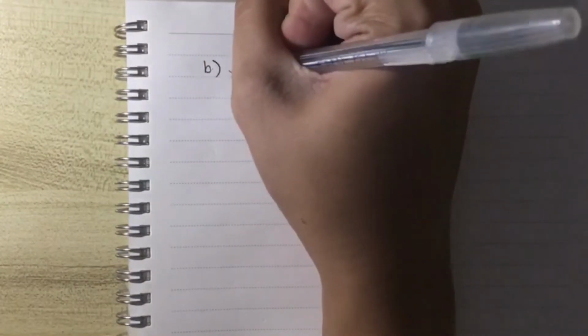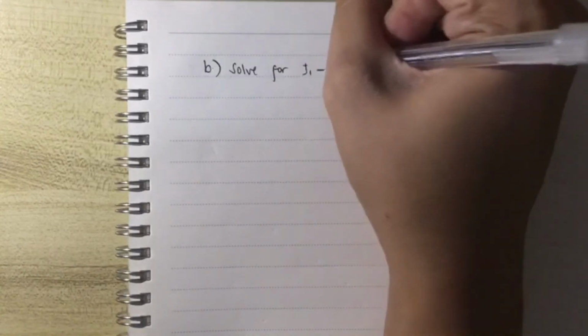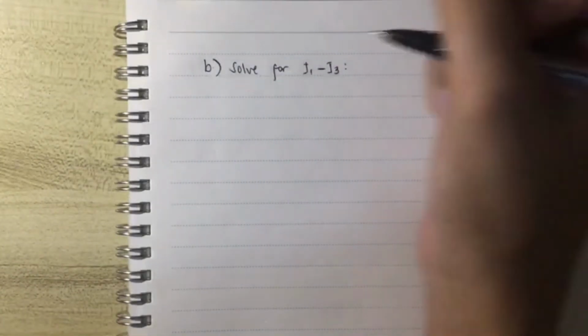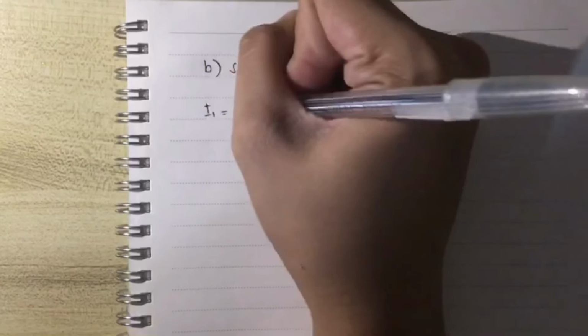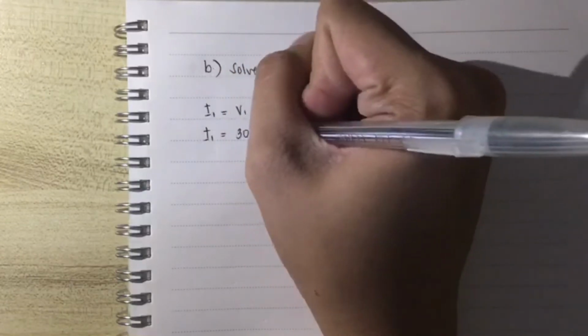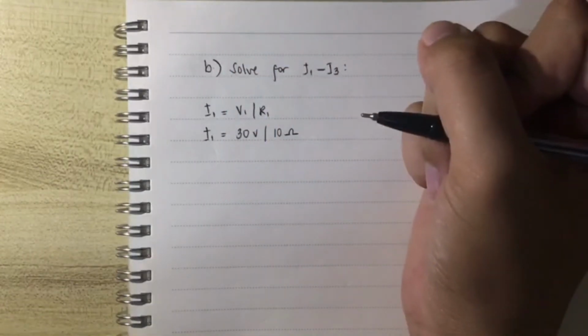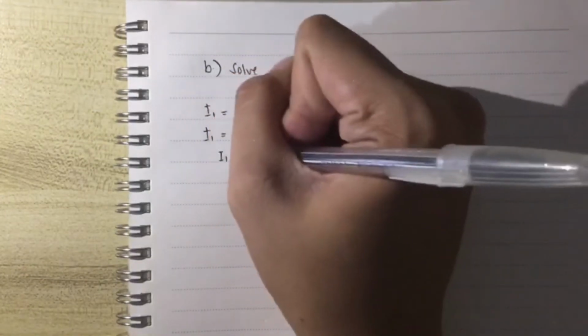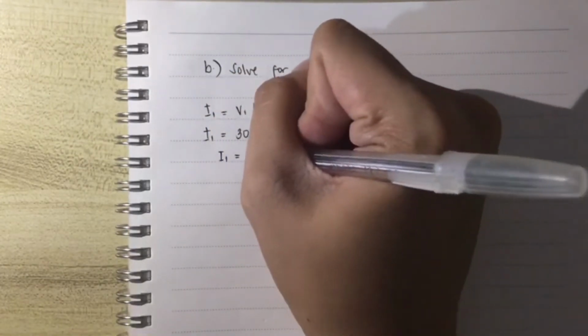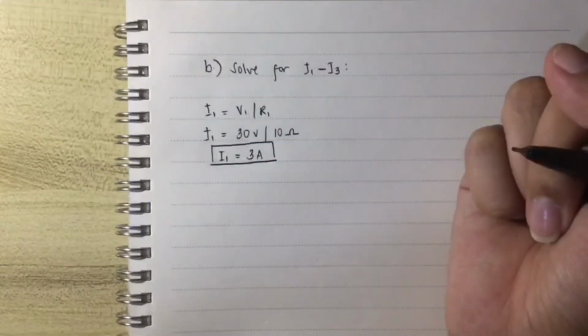Second is to solve for the intensity 1, intensity 2, and intensity 3. The formula we will be using for the intensity 1 is equal to voltage 1 over resistance 1. Substitute the given, the voltage 1 and the resistance 1, with 30 volts and 10 ohms. Divide 30 volts by 10 ohms, the intensity 1 is 3 amperes.